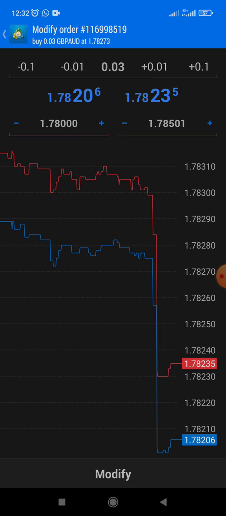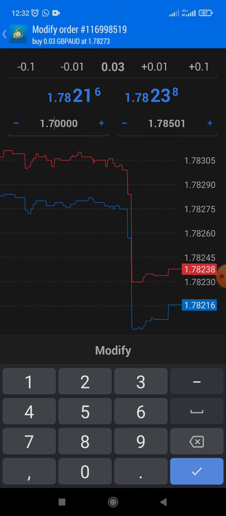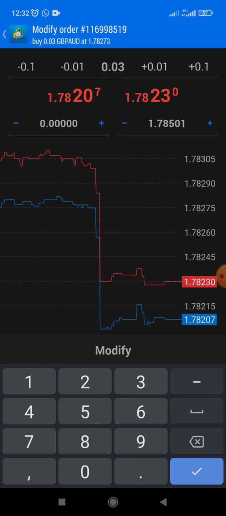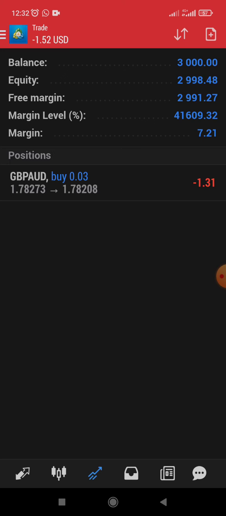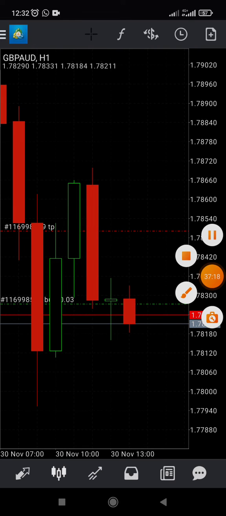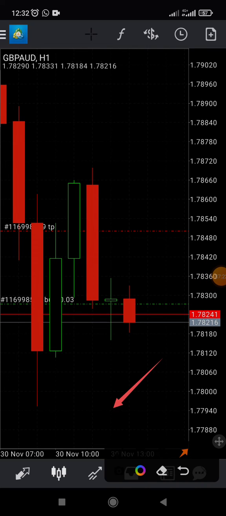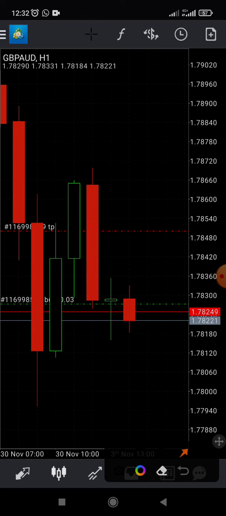So if you don't want a stop loss because the trade is coming against you, you can quickly erase it by clearing or taking the stop loss out. Once you take the stop loss out, you click on modify. Now it is modified. It means you do not have a stop loss on this trade anymore. Now if you look down, you see that the line that was there is no more there. You see that there was a line somewhere here, but that line is no more there. It means you have removed your stop loss. Okay, so that is how you can either change your stop loss or remove your stop loss.